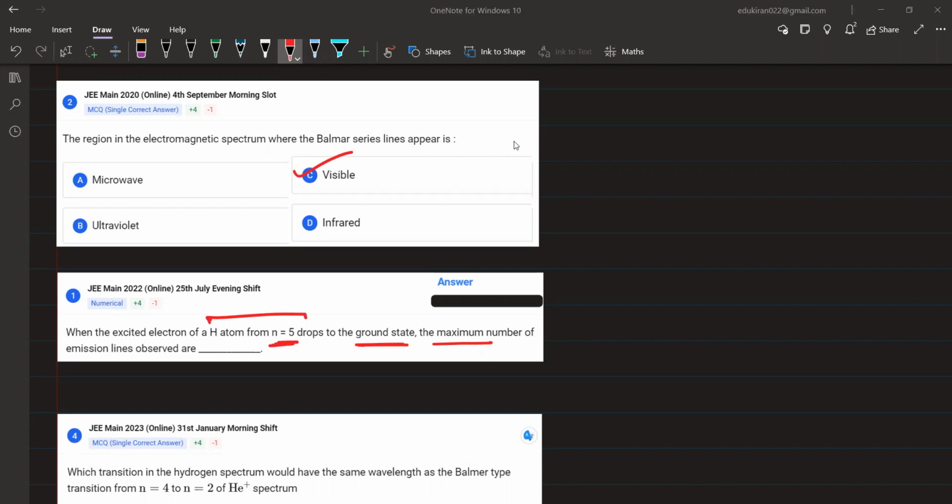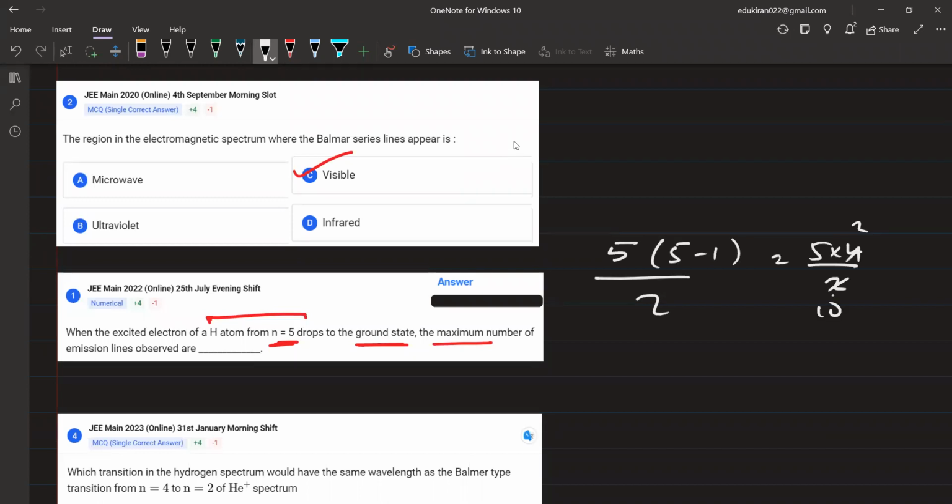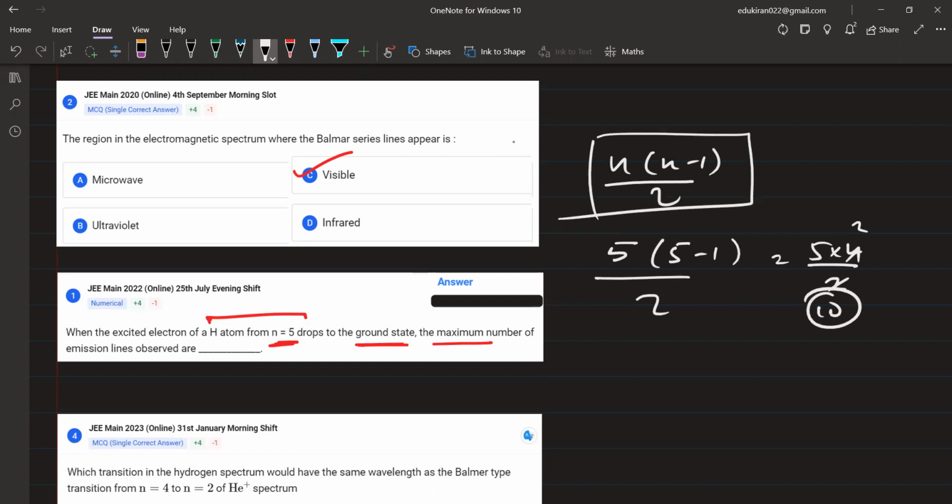कितना हो जाएगा बताइए? 4. नहीं, सिंगल नहीं बोला ना उन्होंने. Okay. हम समझ रहे हैं, आप ए देख के आप सोच रहे हो. हाँ. It will be equal to how much? 10. हाँ, 5 into 5 minus 1 upon 2, that is equal to 10. ठीक है? n into n minus 1 upon 2 is the formula.